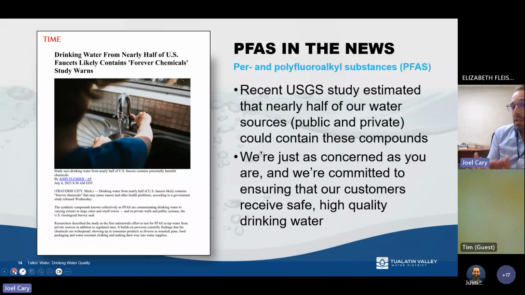Another one that's been in the news, several folks actually responded to us in terms of this notification that went out for the Talking Water Forum about PFAS. So some of you may have seen this article. It's been gaining a lot of traction since last Friday. This article from Time Magazine, and I know a lot of other publications have picked it up. It's actually based on a recent USGS study that estimated nearly half of our water sources. So to be clear, that's both public and private, could contain these compounds based on USGS's national study over the course of several years. So I just want to highlight PFAS is something that we've been tracking.